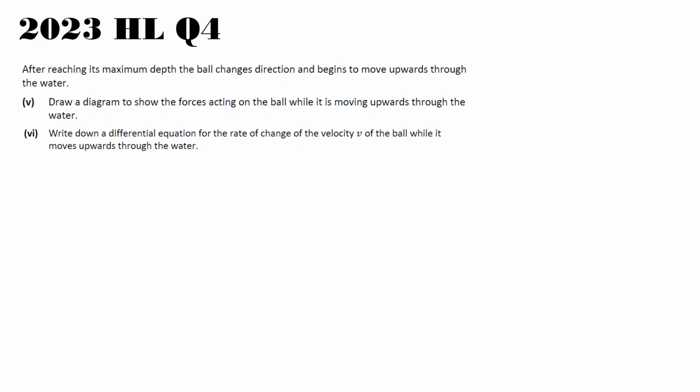So we're told that after reaching its maximum depth, the ball changes direction and begins to move upwards through the water. Draw a diagram to show the forces acting on the ball while it's moving upwards through the water. So here's our ball, and it doesn't matter what way it's moving, weight will always work in a downward direction. So weight is mass times gravity. Then we have an upward buoyant force, which they had already told us was always upwards. That's at the very start of the question, which is 4 times the magnitude of weight. So that doesn't change. So that's 4mg.